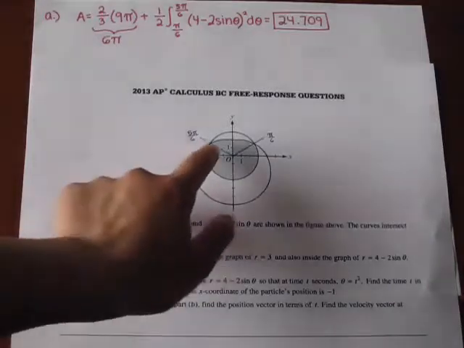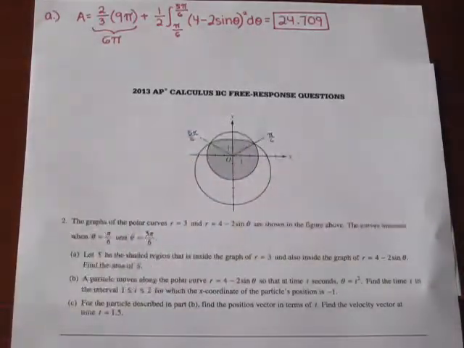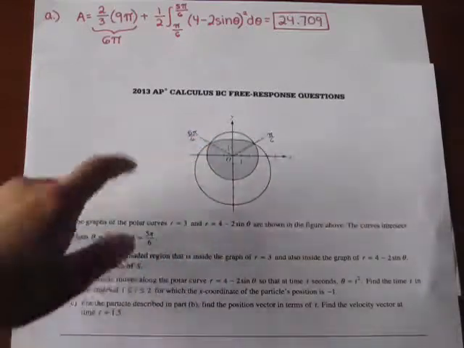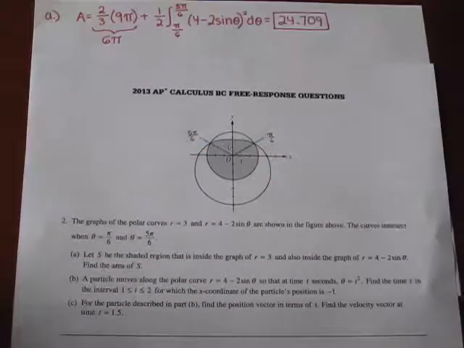And then to find the area of this little section, I use the formula for area of polar curves, which is 1/2 times the integral from a to b of r squared. They gave you the bounds because they told you where the curves intersect, and the section that we're trying to find is in between them. So your bounds are just pi over 6 and 5 pi over 6.